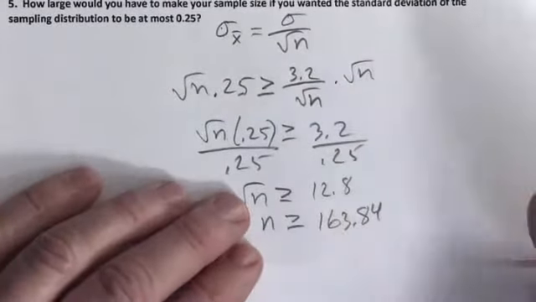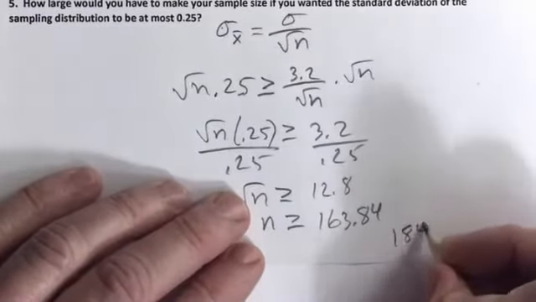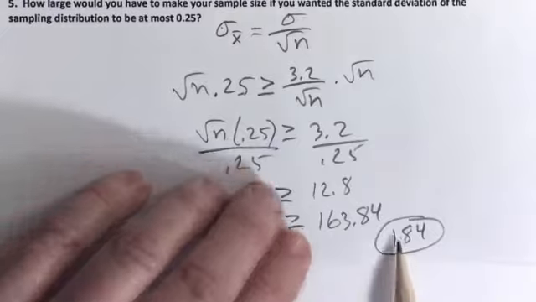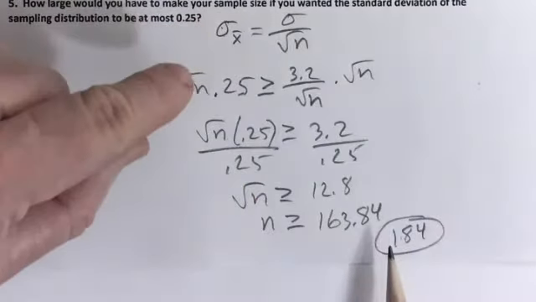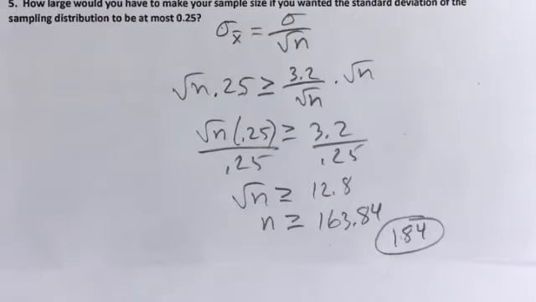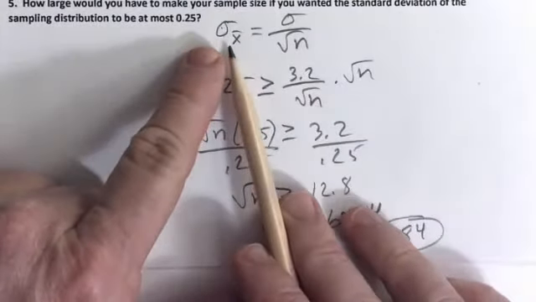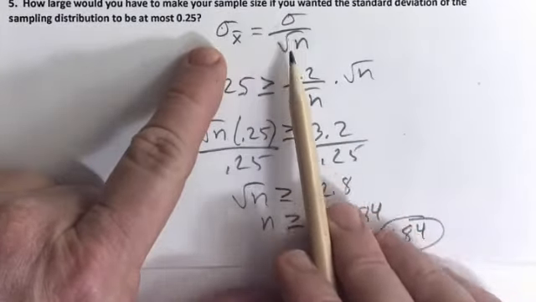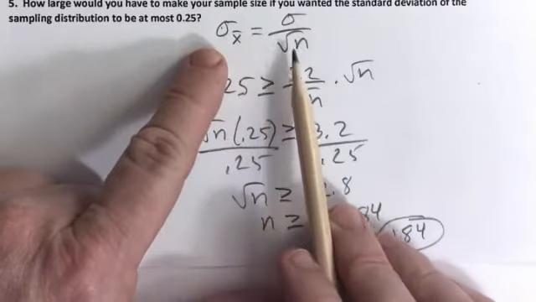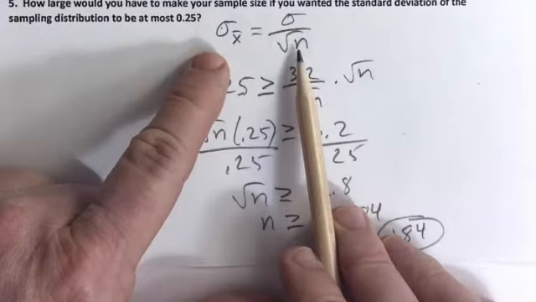Because a sample size has to be an integer, by rounding it up to 164, I'm ensuring that the standard deviation of the sampling distribution will actually be a little bit less than 0.25. In general, the bigger your sample size is, the smaller the standard deviation of your sampling distribution is. And notice the exact relationship; we'll have problems come up where we talk about it. It's inversely related by the square root of the sample size.